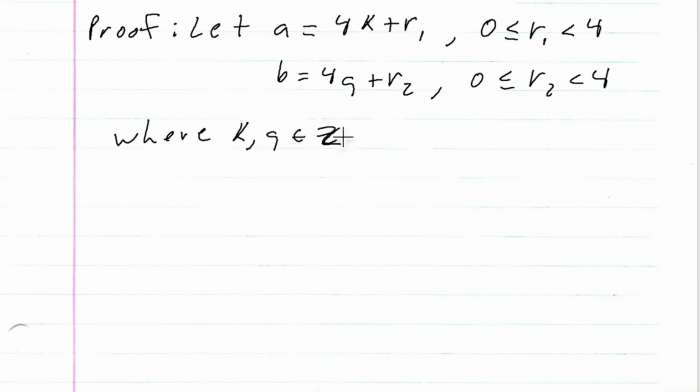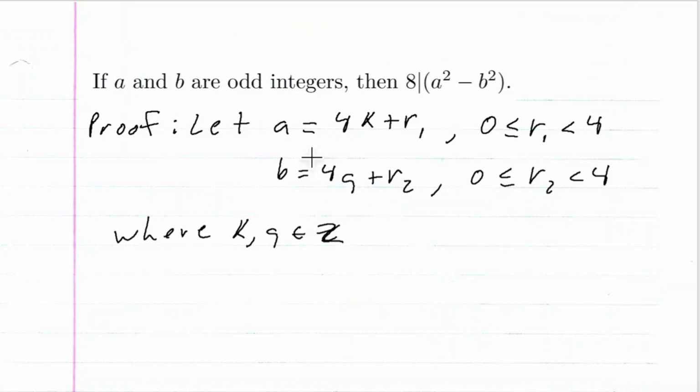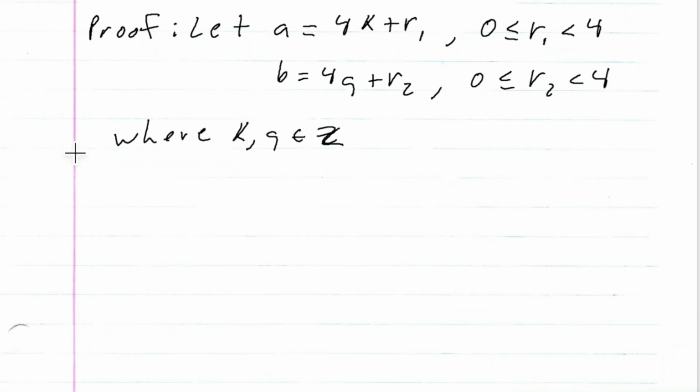All right, so now what we're going to do is, since we know that a and b are odd integers, we only have to focus on when a is 4k plus 1, so r sub 1 is 1, b is 4q plus 1, a is 4k plus 3, and b is 4q plus 3, right? Those are all the odd integers if we look at the numbers in the form 4 times some integer plus the remainder, right? All right, so we're going to develop a few cases.